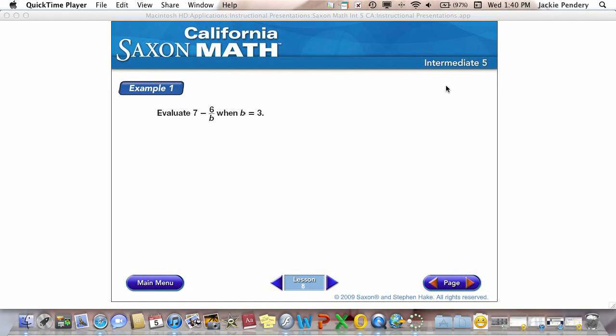Hi everybody, today we're going to be looking at Lesson 8, Evaluating Expressions and Equations. So first let's talk about what it means to evaluate an equation or evaluate an expression.